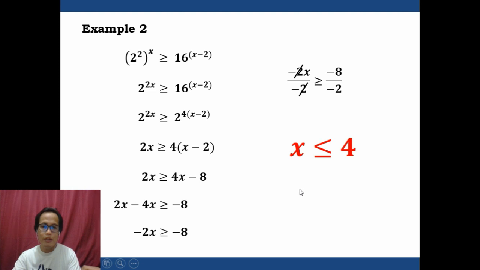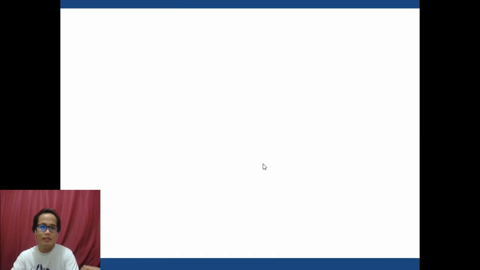So this is not the final answer. So mao siya ang kalahian. Copy the opposite sign, okay, or opposite symbol. Okay, let's proceed to the next example.